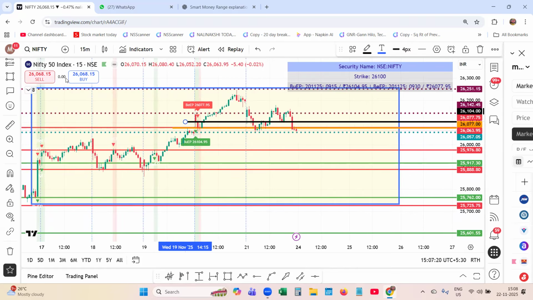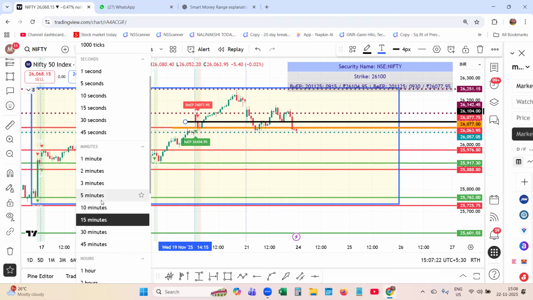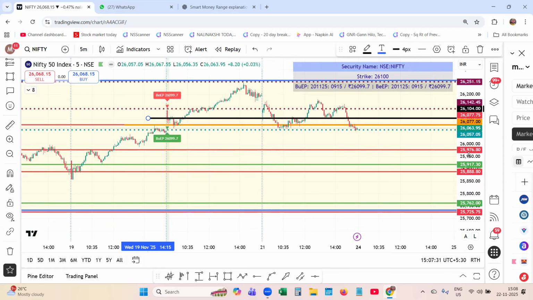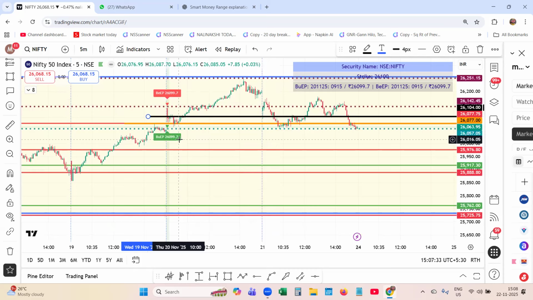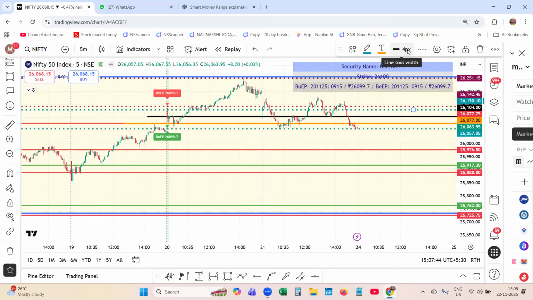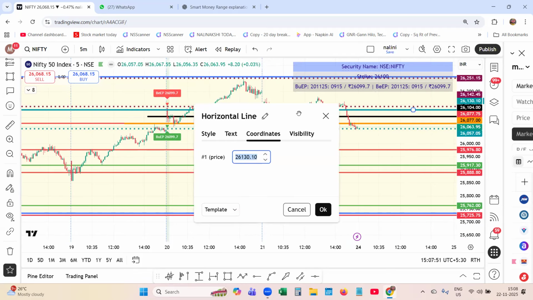And if I change the time frame to 5 minutes, you will get another EP, same, 26,099, and both are at the same level. Bearish and bullish are at the same level. So let us make 26,099 as a line, and let us adjust the coordinate.